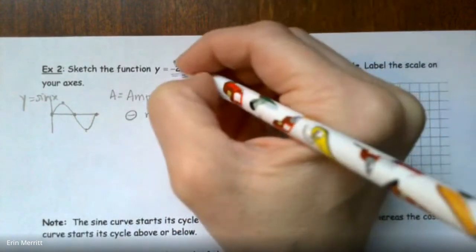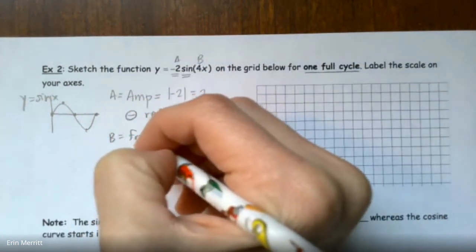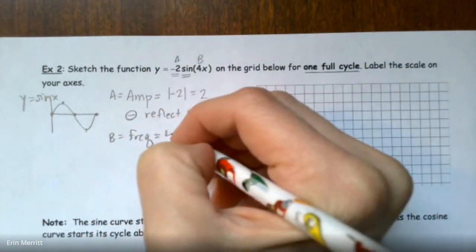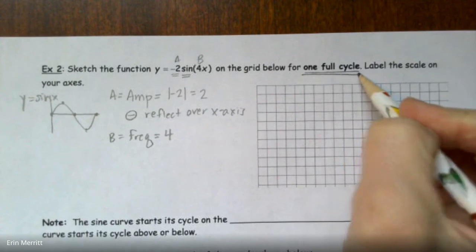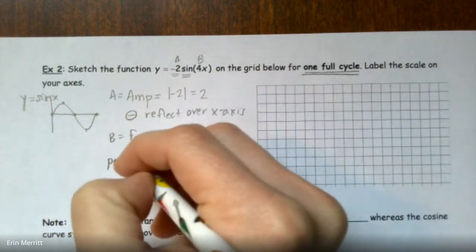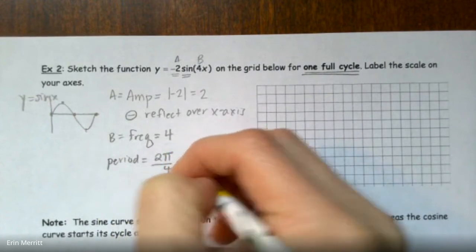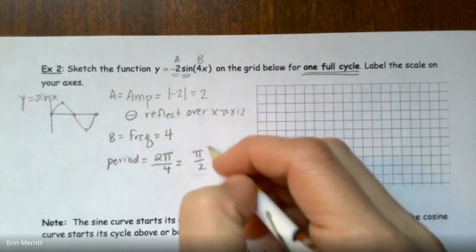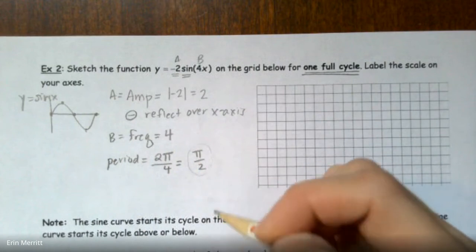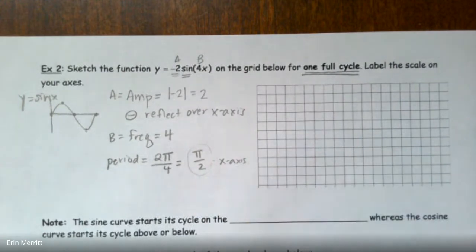And then that 4 right here, that's the b value or the frequency. So if the frequency is 4, that means we're going to see 4 cycles from 0 to 2 pi. But we're only going to graph one of them. So that means the period, I'm going to take 2 pi. If I break it into 4 parts, this whole cycle is going to just exist from 0 to pi over 2. Right? So this is how I know how to scale my x-axis right there.